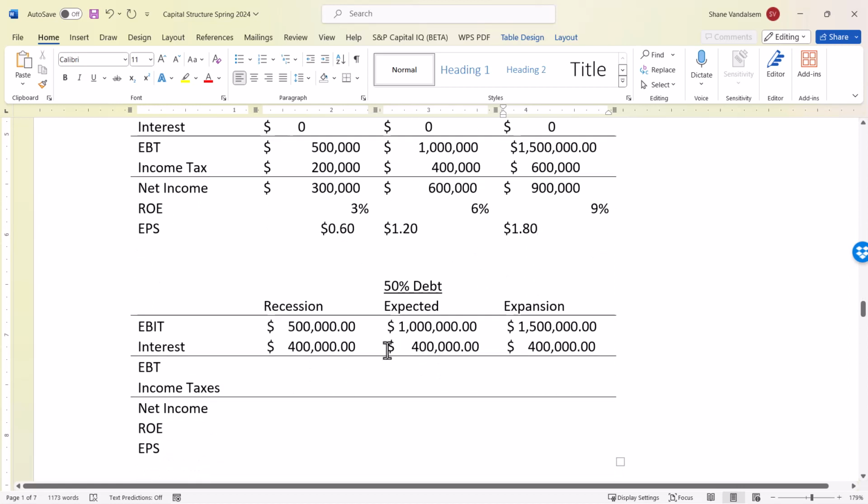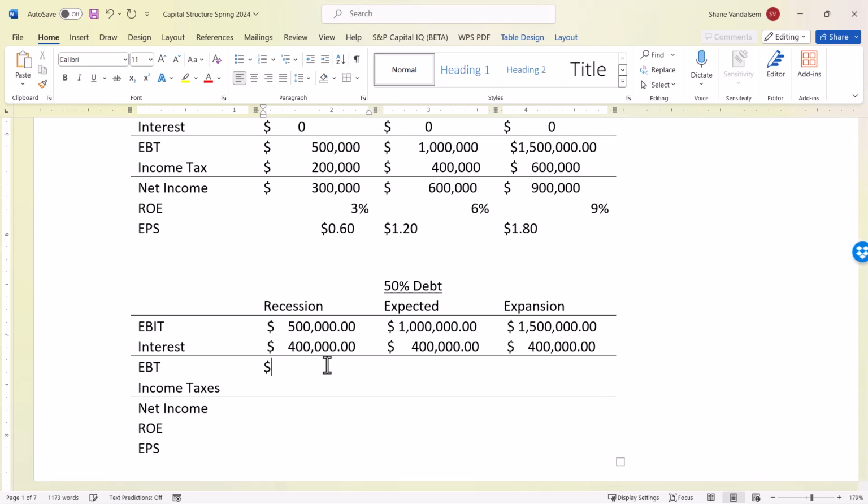The firm with debt, it's going to look like this. The earnings before tax in a recession are just going to be $100,000 because they're paying out $400,000 in interest. In the case of the expected economy, the earnings before taxes would be $600,000. And in the case of the expansion, the earnings before taxes would be $1.1 million.